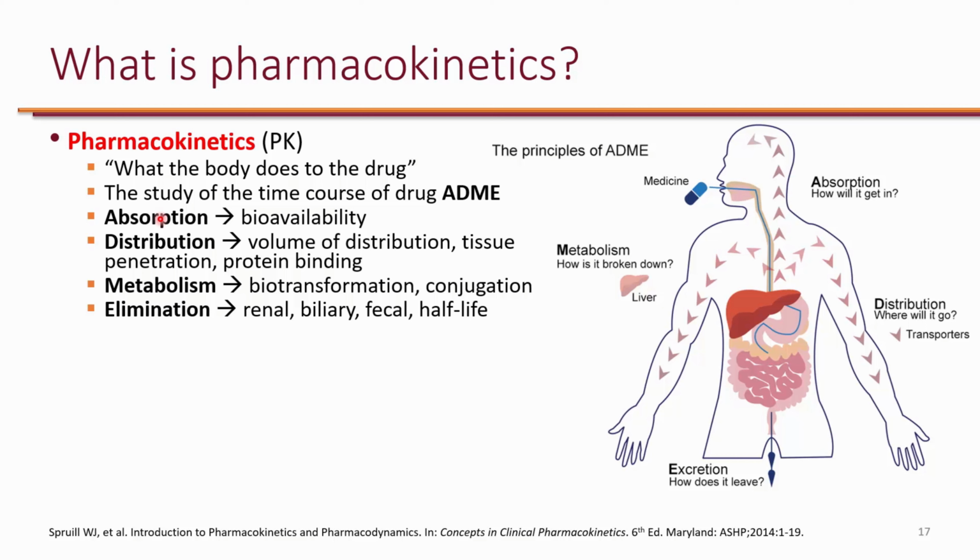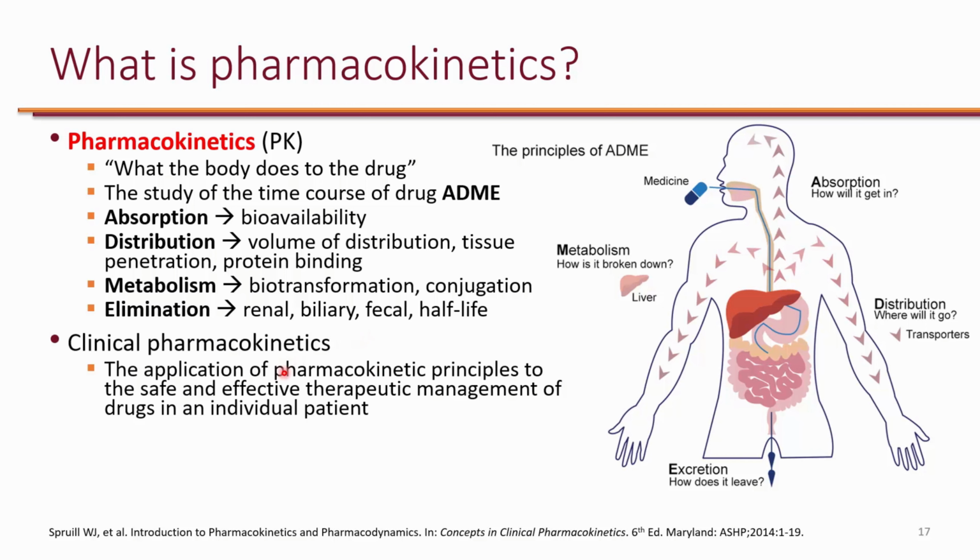It's important to consider absorption so we know the bioavailability of drugs. When it comes to distribution, it's important to know protein binding. For example, some patients may have low albumin. Albumin is the number one protein that binds antibiotics. When it comes to metabolism, it is important to know if a drug is metabolized by the CYP enzyme. That could include drug interactions. And of course, when it comes to elimination, it's important to consider renal, biliary, and fecal clearance.